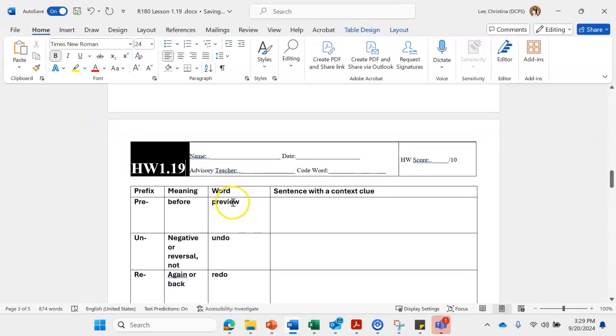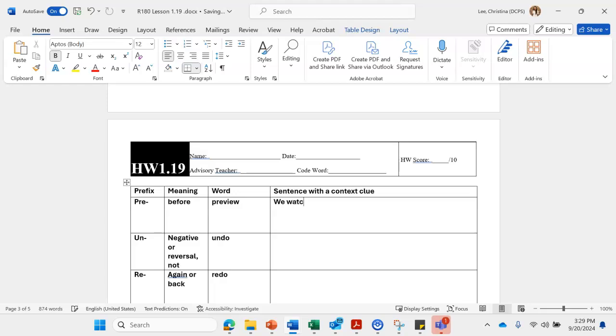1.19. Today we looked at our prefixes and we looked at the 10 most common prefixes in the English language. Remember, a prefix is a word or a part of a word at the beginning or before the word, such as pre, preview, prefix, right? So your job is you have the word preview. Your job is to write a sentence with a context clue that would tell people what this word means.